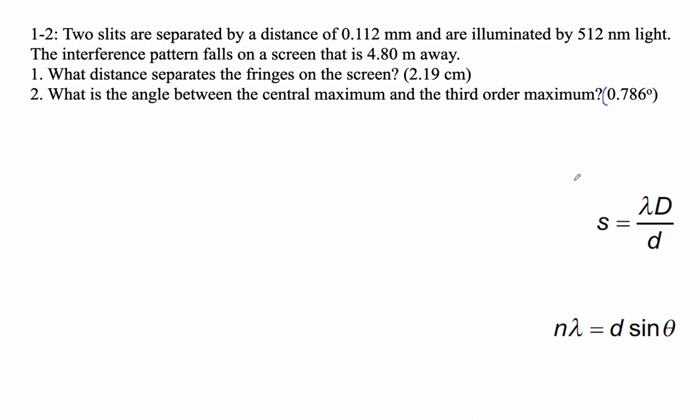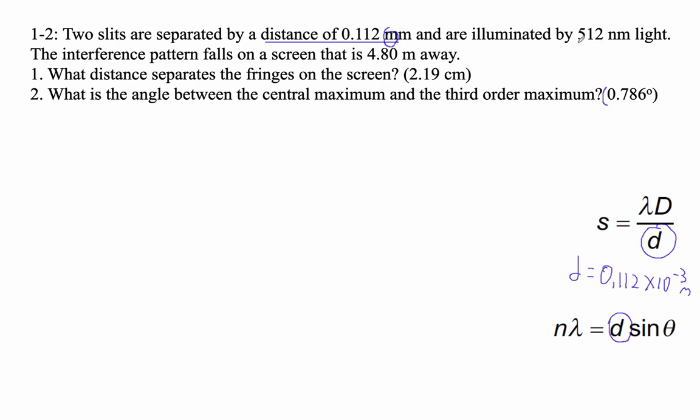Two slits are separated by a distance of 0.112 millimeters. Okay, so that is, in this equation, that's our little d. It's also the d in this one too. So d is equal to 0.112 times 10 to the minus third meters, and that's because it's millimeters, right?